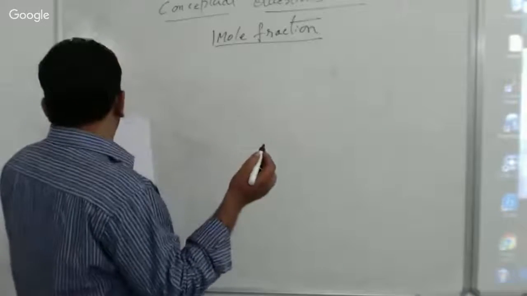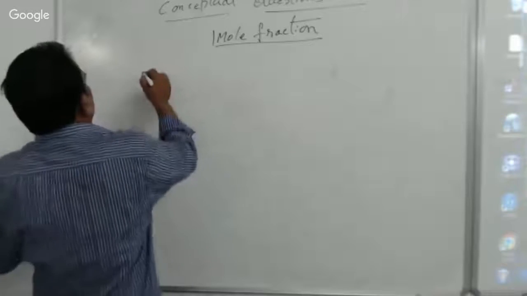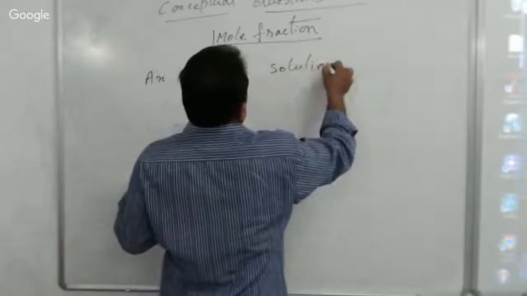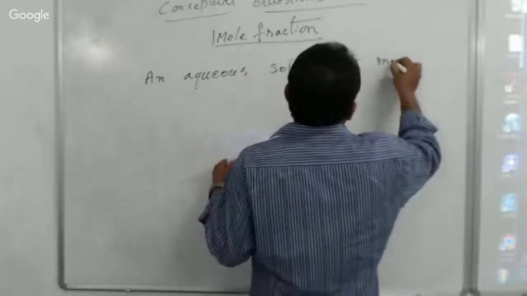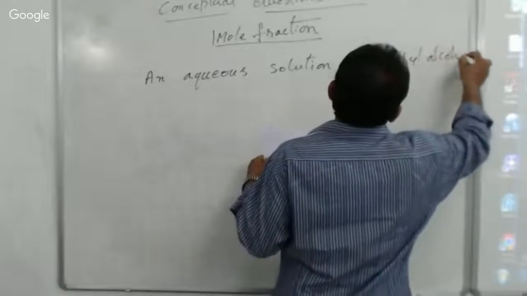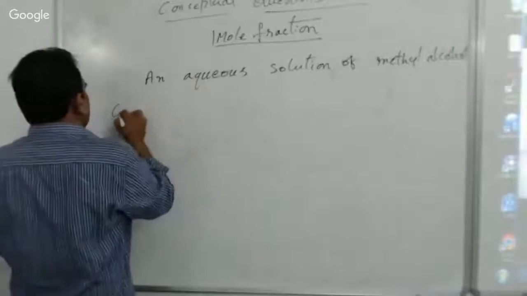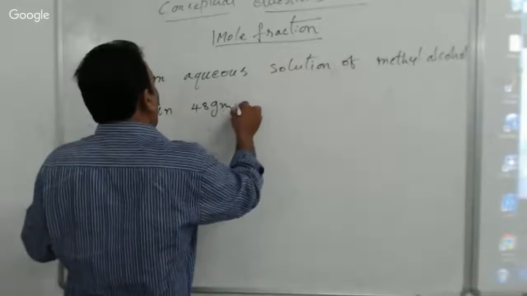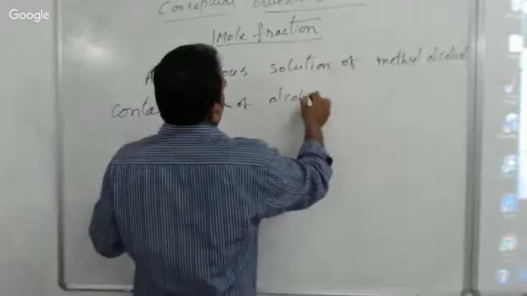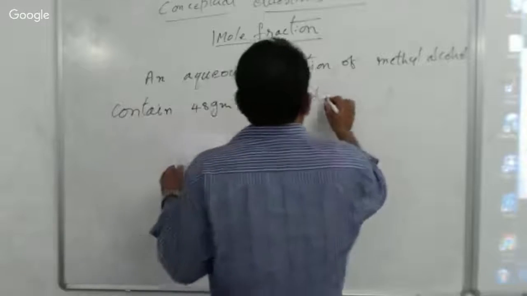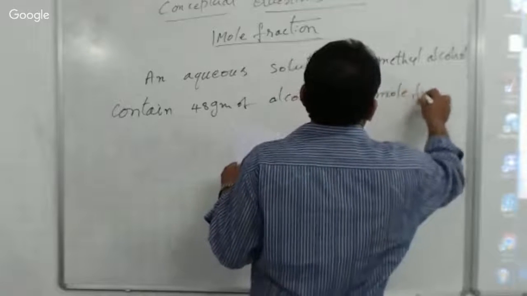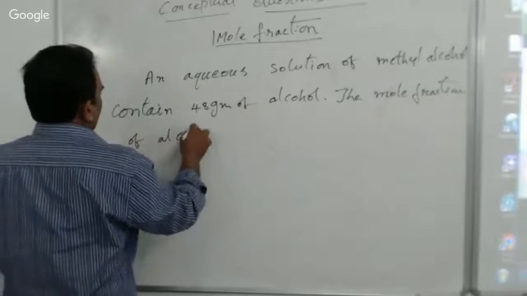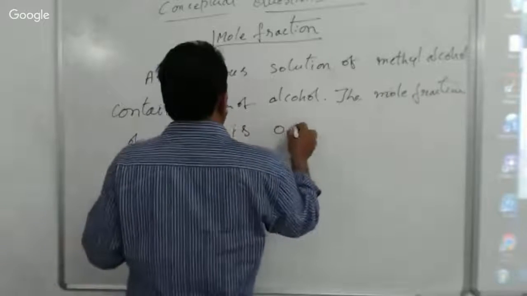So next problem, I want you to write: an aqueous solution of methyl alcohol contains 48 gram of alcohol. The mole fraction of alcohol is 0.6.